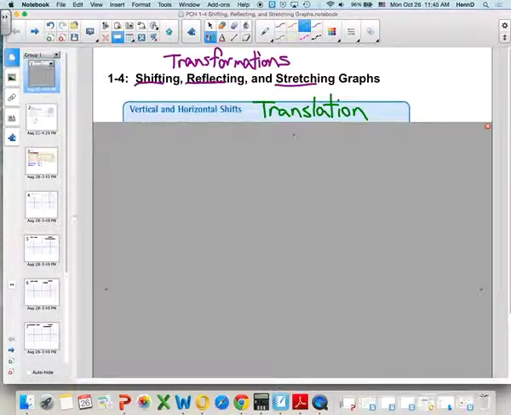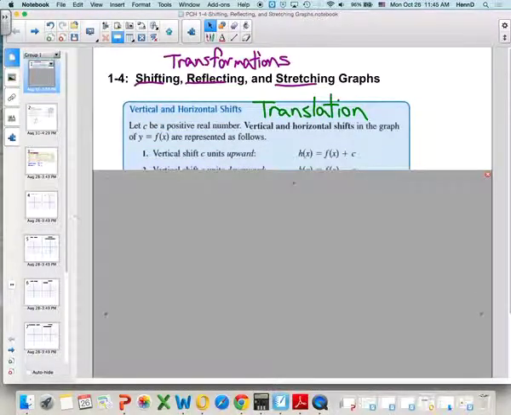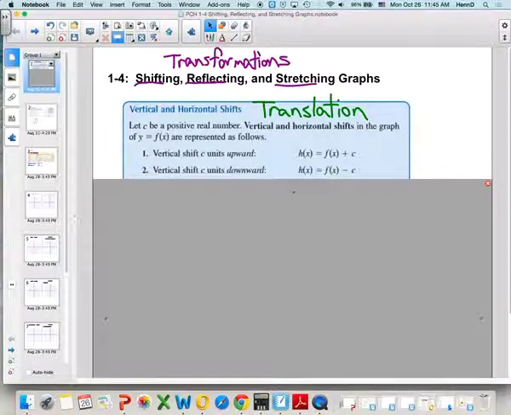So when I have a function like this, and I want to simply translate it, I want it to look exactly like that. I just want it to be over here instead. That's a translation. It should look identical, just moved around. So we can translate things up and down.